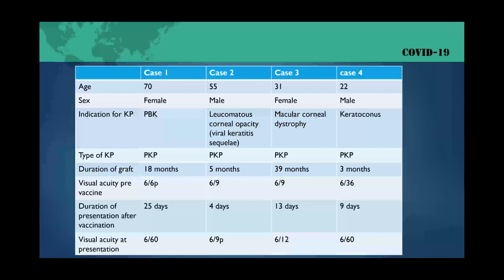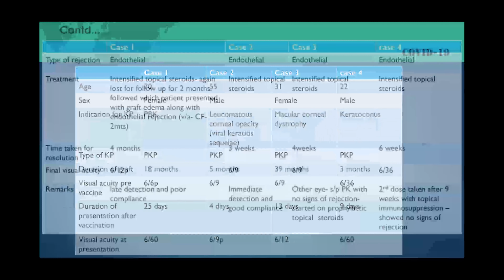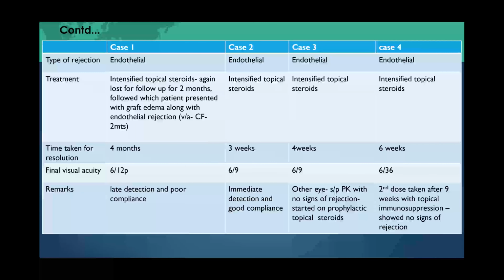She presented to us 25 days after the vaccination. However, she presented 10 days delayed from her initial symptoms with visual acuity of 6/60. And we started her on an intensified topical steroid regimen. However, we again lost her to follow-up for another 2 months due to the second lockdown.